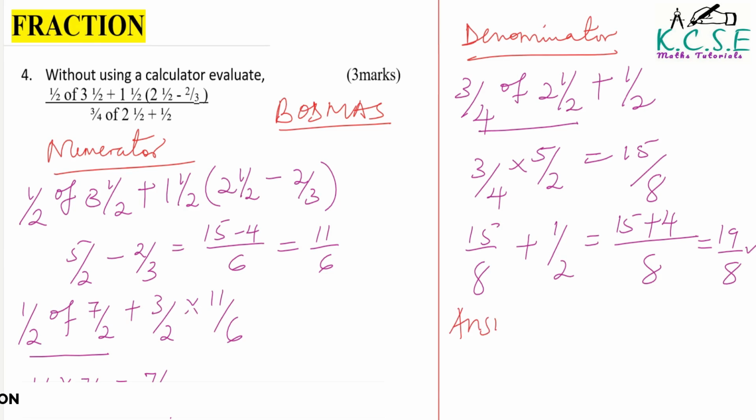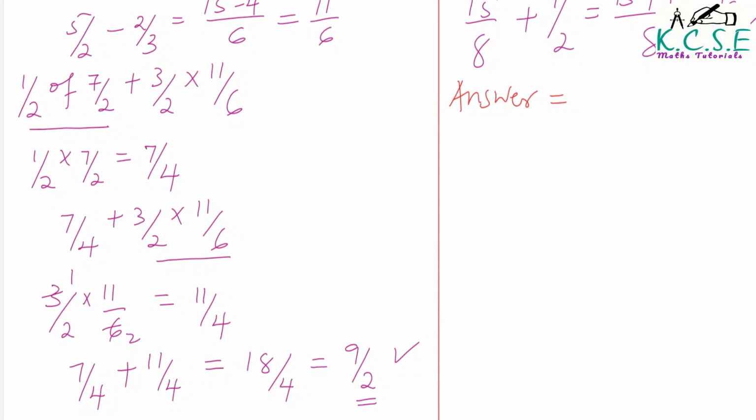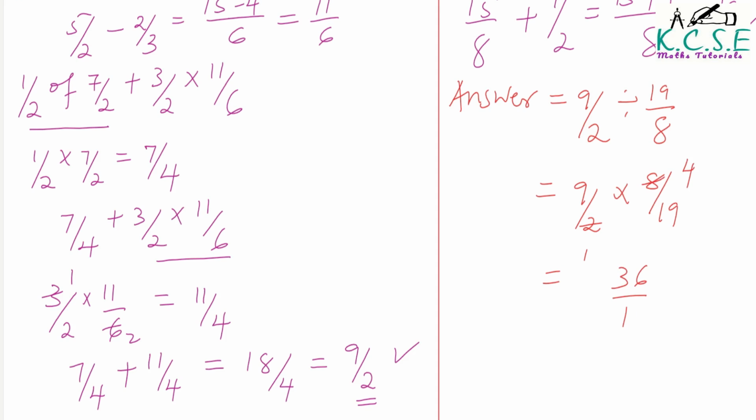Now let's proceed and get the final answer. What we got for the numerator was 9 divided by 2. The denominator, we are dividing by 19 divided by 8. So this gives 9 over 2 multiplied by the reciprocal of 19 over 8, which is 8 over 19. Cancelling 2 into 2 once and into 8 four times, we multiply and this gives 36 divided by 19.